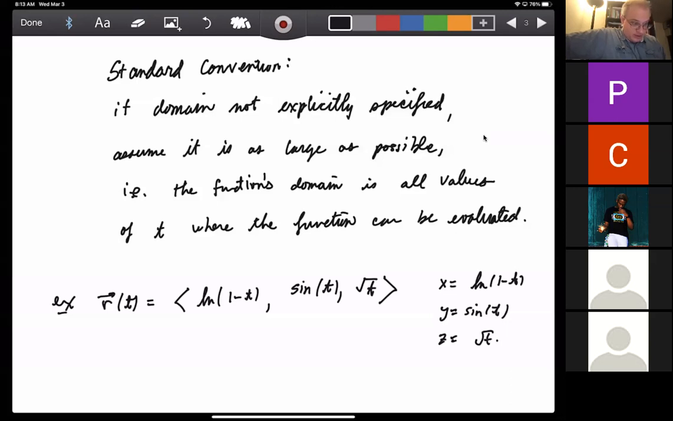Well, you would go to your component functions here. Let's look at natural log of 1 minus t. For what t values is this function defined? When can you evaluate that natural log function? Well, natural log of some input requires the input to be bigger than 0. So 1 minus t is going to be strictly bigger than 0. So that means that t has got to be less than 1. Okay. Is that clear to everyone?